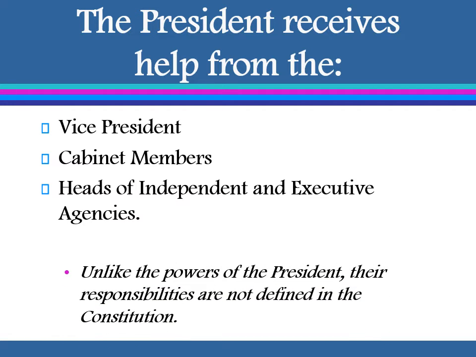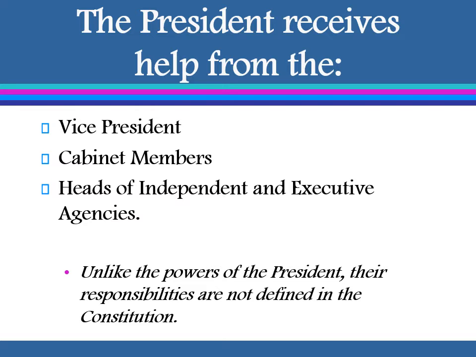But what happens with these areas is the powers of each one of these advisors or groups that help the president, the vice president, cabinet members, and all of these other independent or executive agencies, none of them are really defined in the Constitution, which makes it very fluid and vague about how they're going to actually take on this role. So depending on the person that fills these roles depends on how great or how small this role is going to be, or also depending on the president.